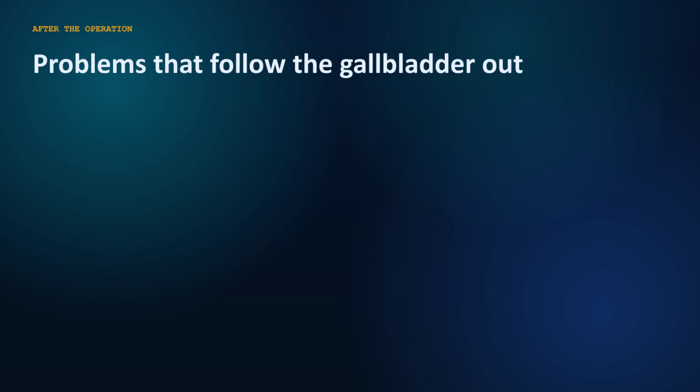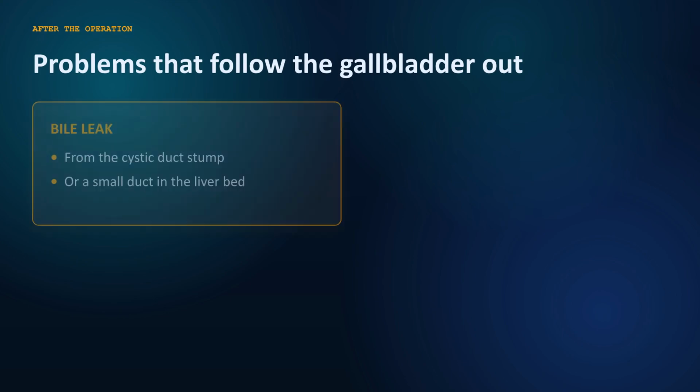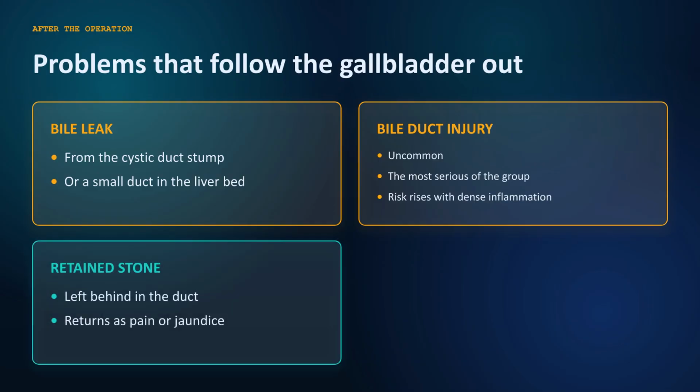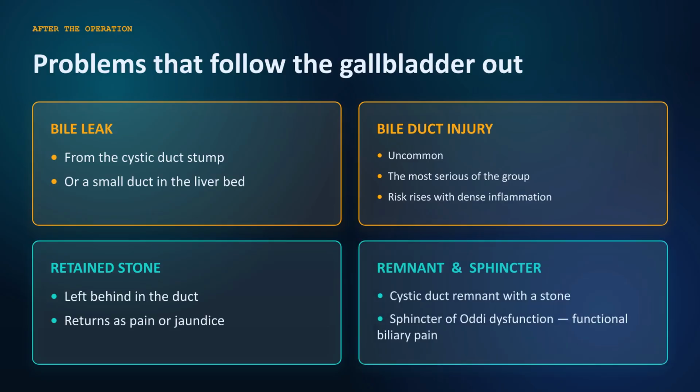Finally, the gallbladder comes out, and a few problems can follow it. A bile leak from the cystic duct stump or from a small duct in the liver bed. A bile duct injury, uncommon, but the most serious of the group. Retained stones left behind in the duct, which present later with pain or jaundice. A cystic duct remnant that still contains a stone. And sphincter of Oddi dysfunction, a functional cause of ongoing biliary type pain after surgery.